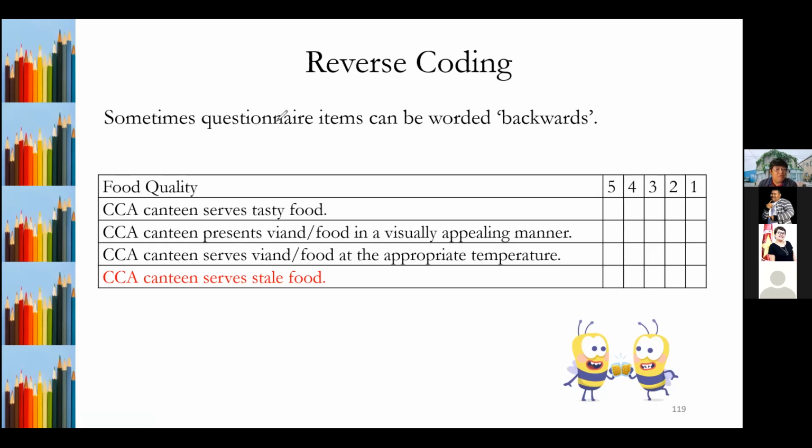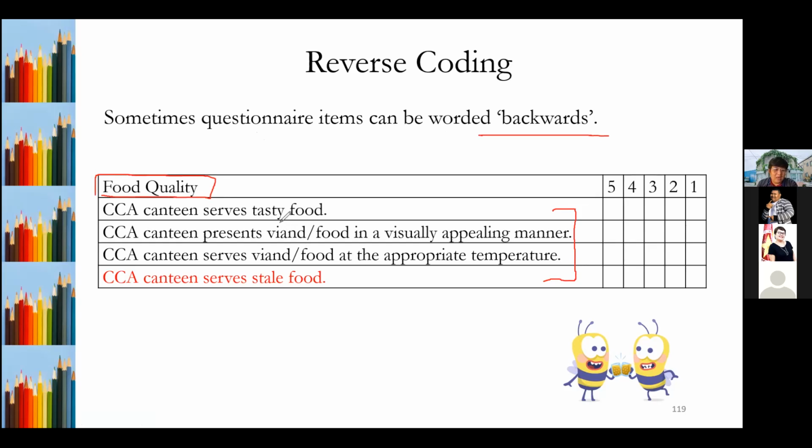So, but just to give you the idea, anong ibig sabihin ng reverse coding or yung tinatawag nating questionnaire items that are worded backwards. Let's assume meron tayong construct, food quality. And let's say, ito yung 4 na items na nagme-measure ng food quality.